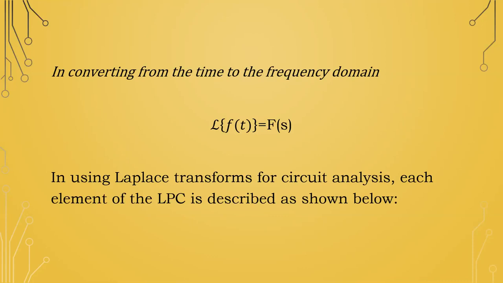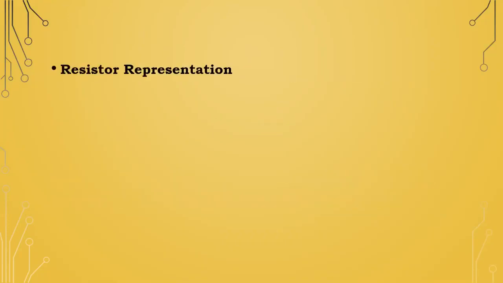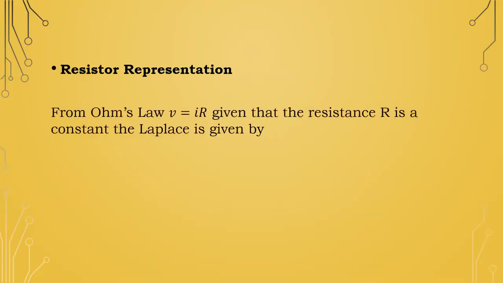Okay, so we start with the resistor. So, resistor representation. Now from Ohm's law, we know that V is equal to IR. And given that the resistance R is a constant, then when we find the Laplace of V, and of course the Laplace of I, since R is a constant, then that will remain. So the impact would only be on I and V, so to speak.